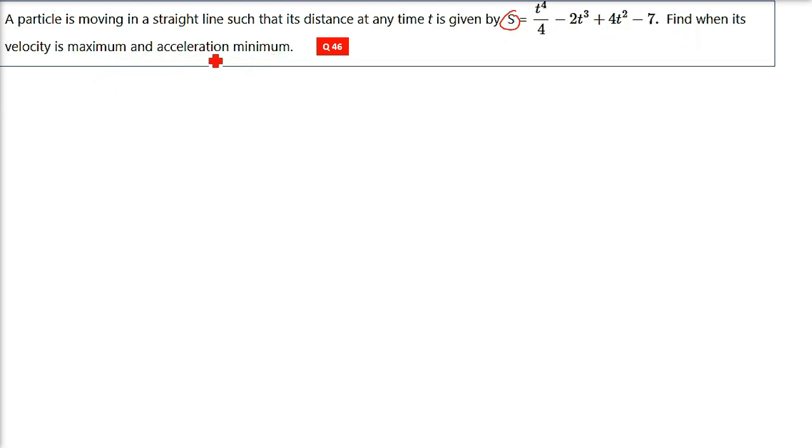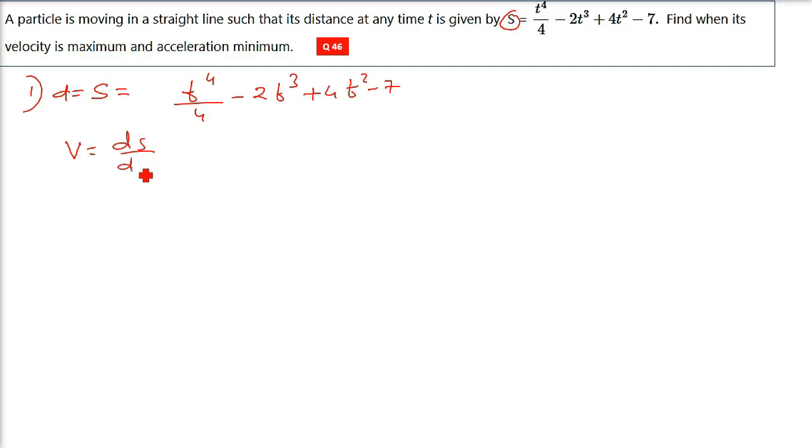Don't worry about minimum and maximum. First worry about the velocity and acceleration. Since s is the distance, ds by dt is velocity and d2s by dt square is acceleration. So the differentiation of the distance is velocity. We are going to take this original equation, which is t raised 4 by 4 minus 2t cube plus 4t square minus 4. So velocity is ds by dt.